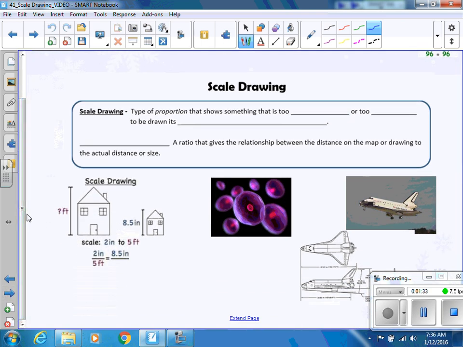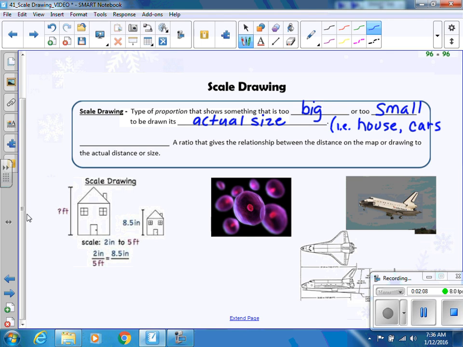Scale drawings, they're the types of proportions that show something that is too big or too small to be drawn its actual size. And so some examples that I was talking about, and you can put them over here, means drawing a house. Drawing something like buildings, cars. Those are things that are too big to be drawn actual size.